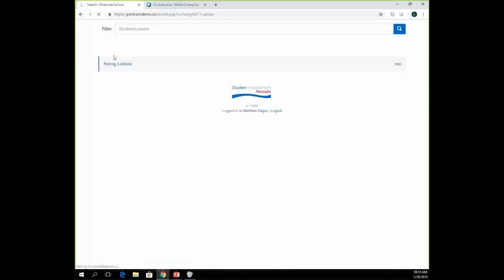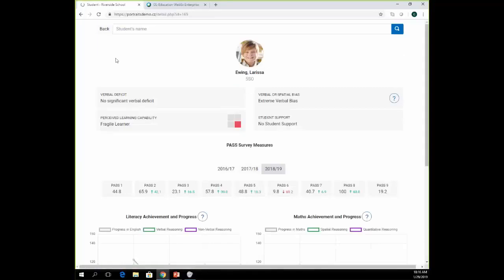I'll pull up Larissa Ewing here. It's obviously a fake student, but generated from real student data. And when we pull up a student profile, we start with the student's picture so that people at different school sites or leaders of various places in the school have a visual cue as to who they're looking at, name and their tutor group. And then this first section here are the descriptors.